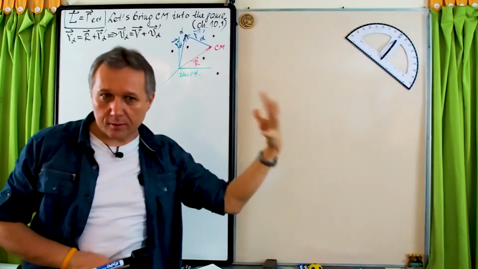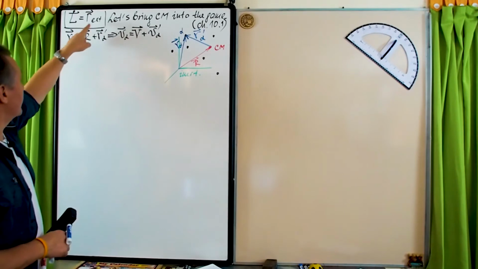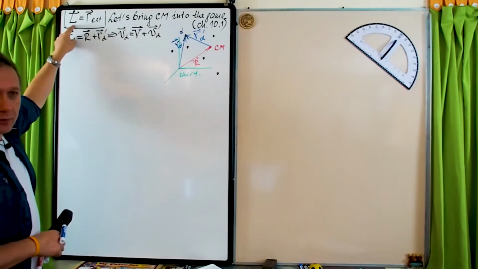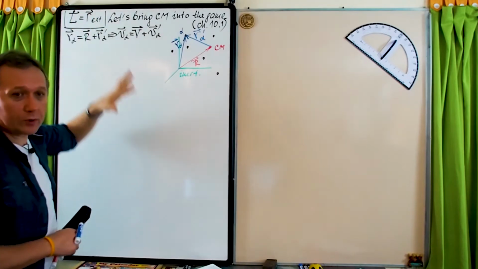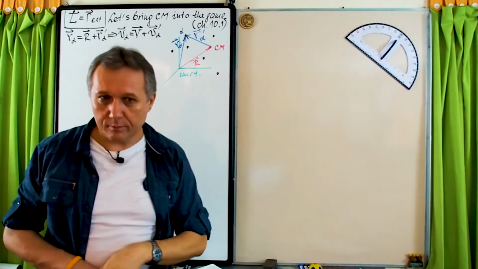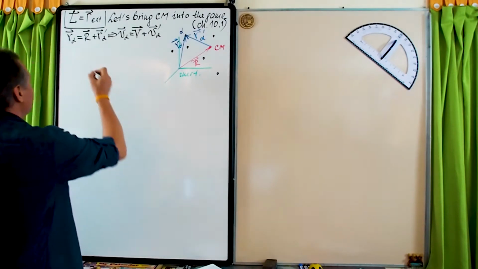Again, we want to somehow bring the center of mass over there. So let's start with angular momentum first. And then, of course, we will get this, and then we will differentiate and see what we can get out of that equation. Straightforward, but a little bit messy.